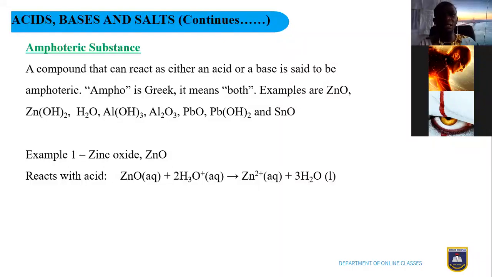Examples are zinc oxide, zinc hydroxide, water. Water is both amphoteric and amphiprotic. Aluminum hydroxide, aluminum oxide, lead-2 oxide, lead-2 hydroxide, and tin-2 oxide. These are well-known amphoteric substances, very few of them. So in an examination, if you're asked to give examples of amphoteric substances, it is these ones that you are giving, okay? Zinc oxide, zinc hydroxide, water, aluminum oxide, aluminum hydroxide, and so on.